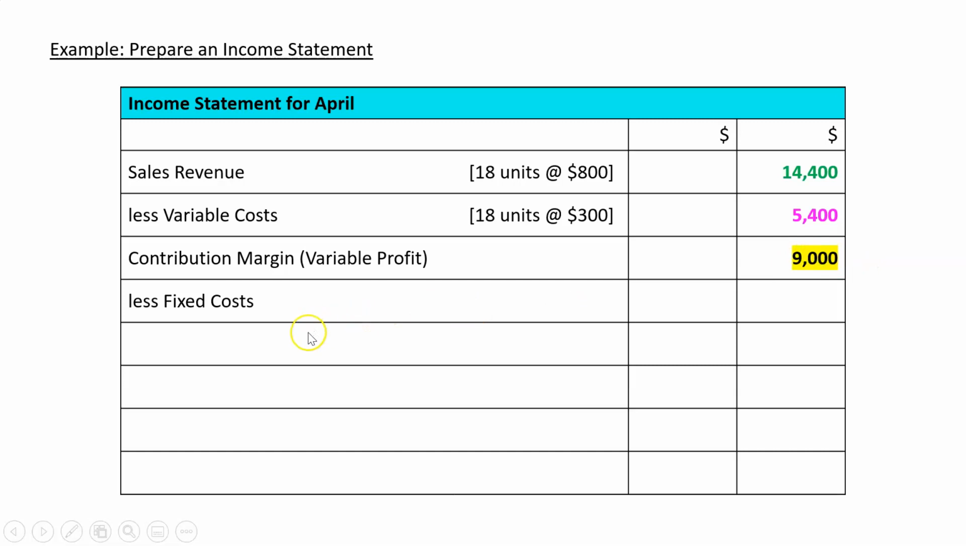Then we take away the fixed costs. We're going to list those separately. We've got the rent, we've got the utilities, we've got the wages, and we total them up for 6,000. And then we can see we've got a contribution margin or a variable profit of 9,000 less the fixed cost of 6,000. That is going to end up with a net profit or loss of $3,000. We put the brackets here for loss, just in case we ever do have a loss. But in this case, we can see it's going to be a positive figure of 3,000. So we would say that Mike would make a net profit of $3,000, and that is represented in what we call an income statement.